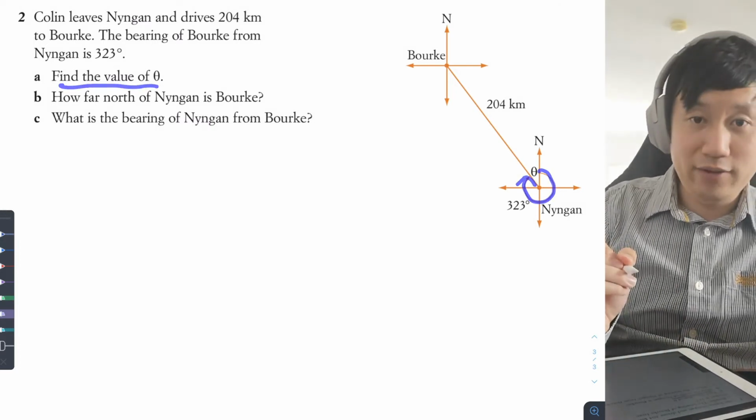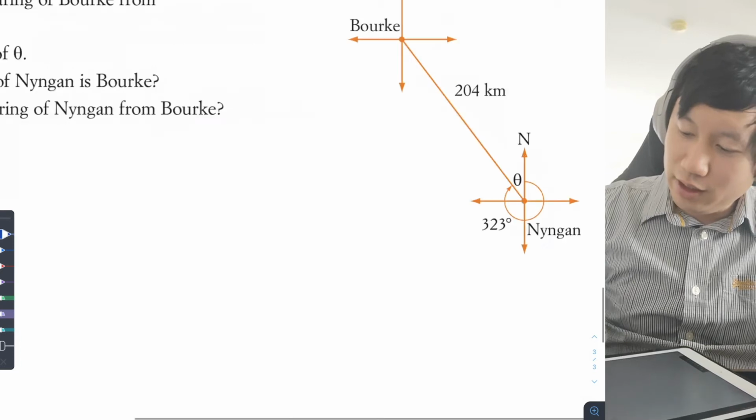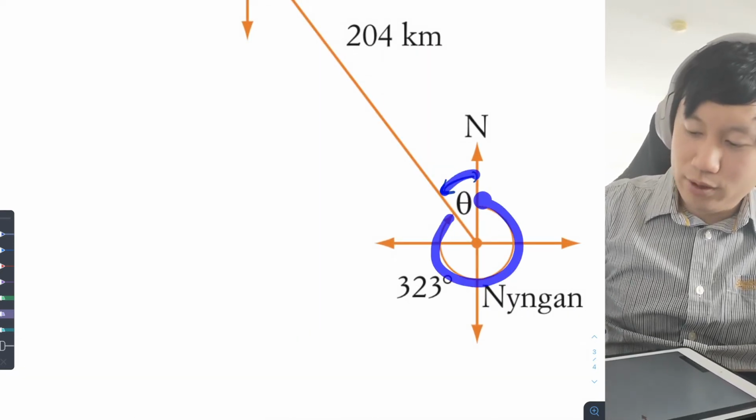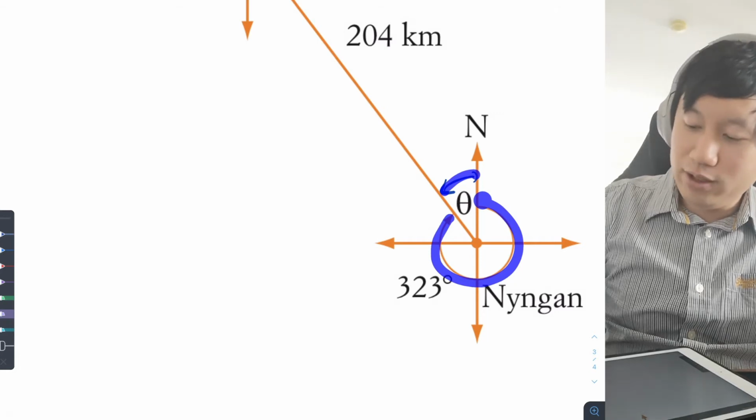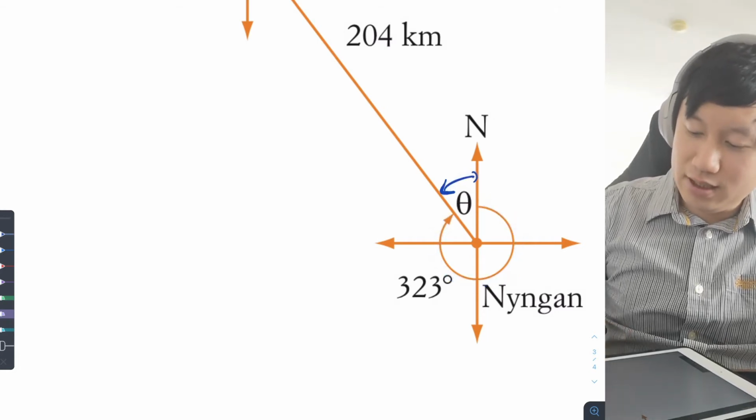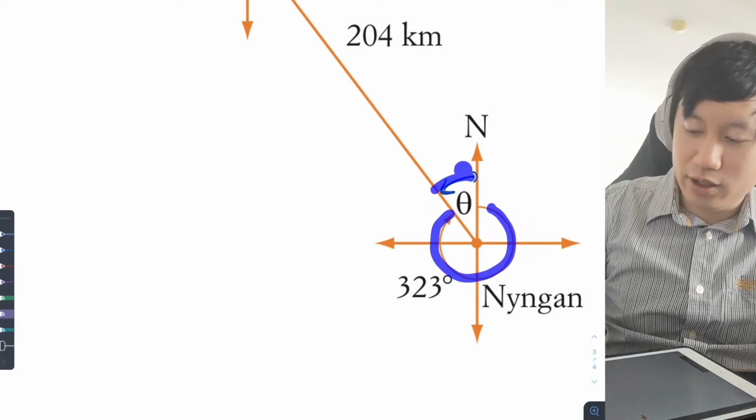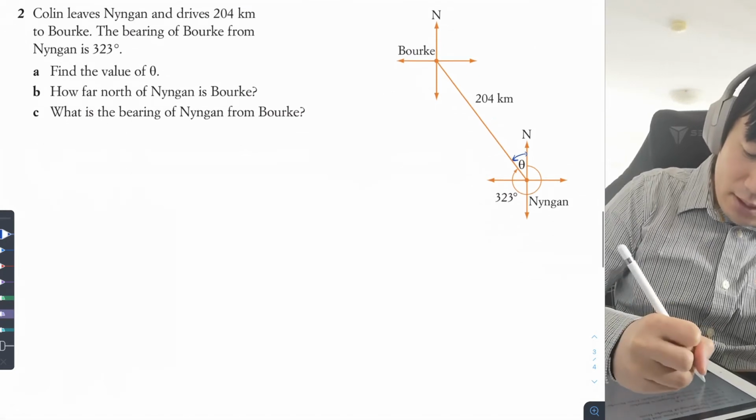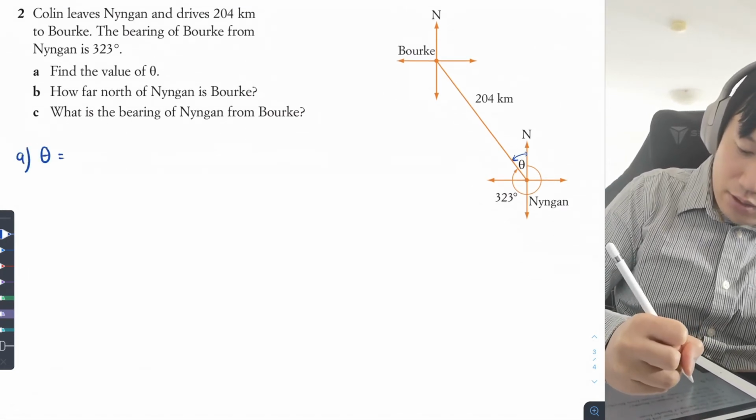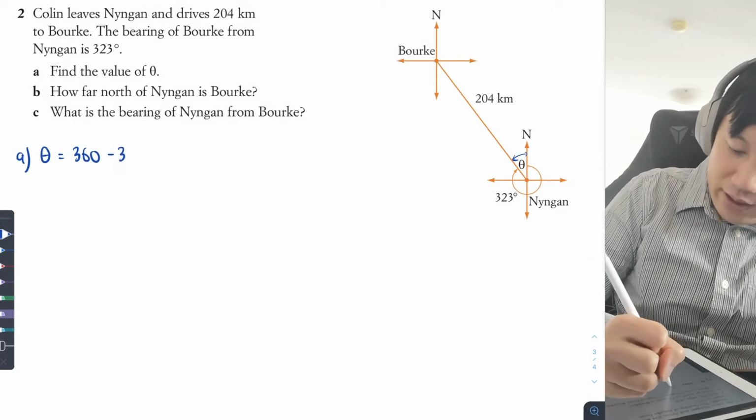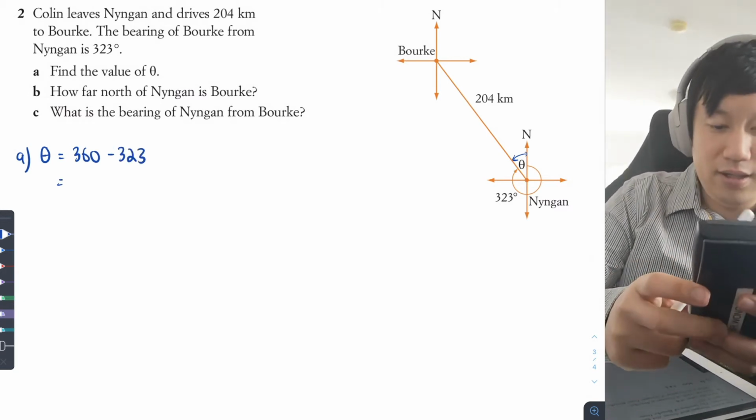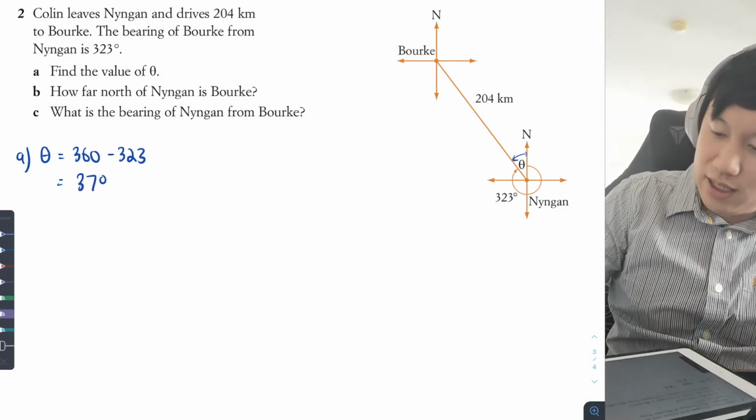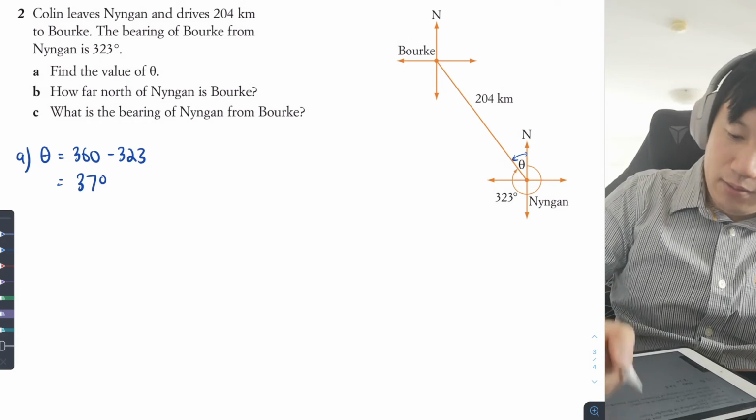For part A, they want you to find the value of theta. Now theta is right here. This angle here, along with this angle, would add up to be 360 degrees. So if you wanted to find theta, you simply get 360 subtracted by this angle to get this angle remaining. So theta is equal to 360 minus 323 degrees. 360 minus 323 will be 37 degrees. So that's the angle that's over here.